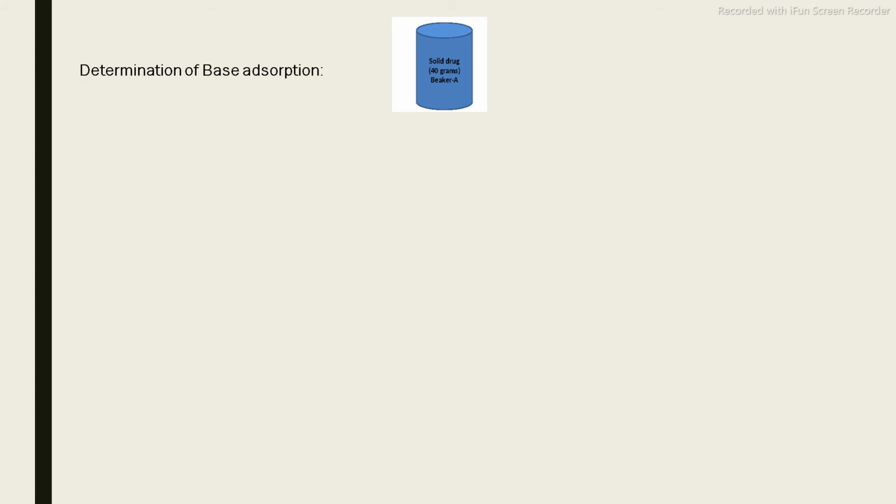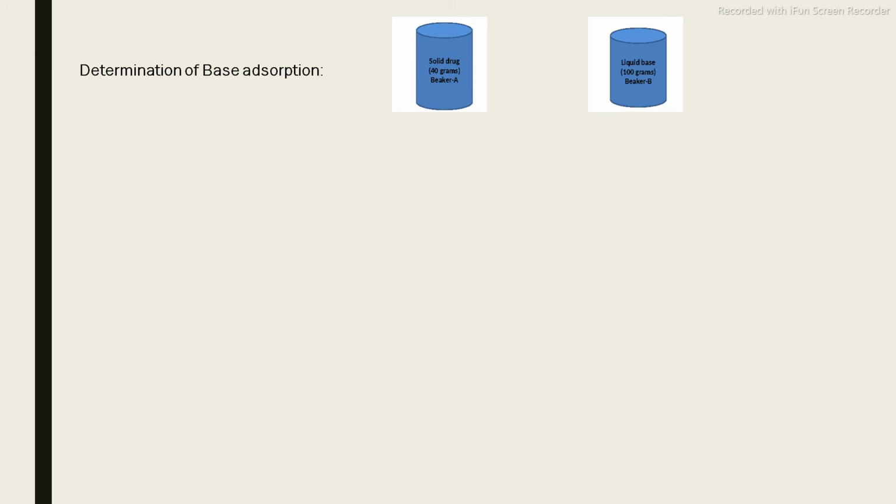Whatever the powdered drug you are having, take 40 gram of powdered material in a 100 ml beaker, and on the other hand you can take liquid base 100 gram. So in this way you are having two beakers. In one beaker you are having your solid drug, and in another beaker you are having liquid base.